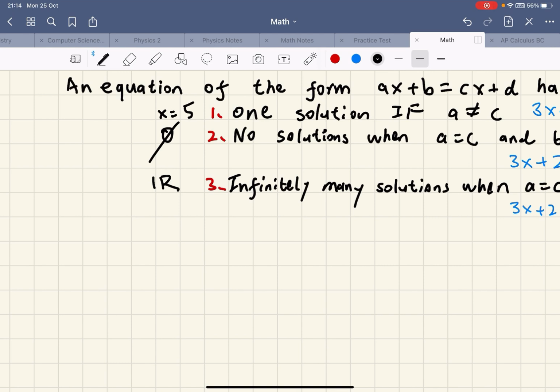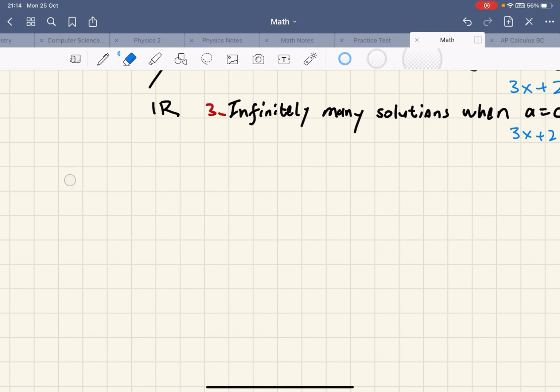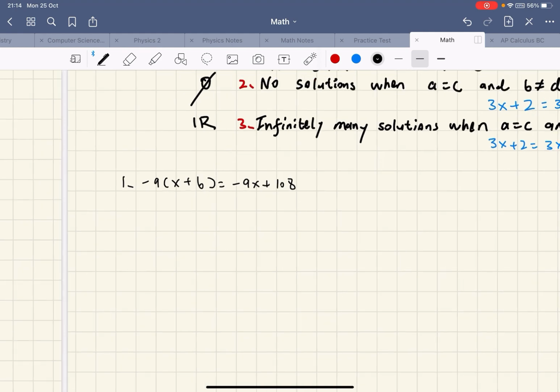So now let's try some problems. How many solutions does the following equation have? Negative 9 times parentheses x plus 6 equals negative 9x plus 108. So how many solutions does this equation have? Let's try the first method first.